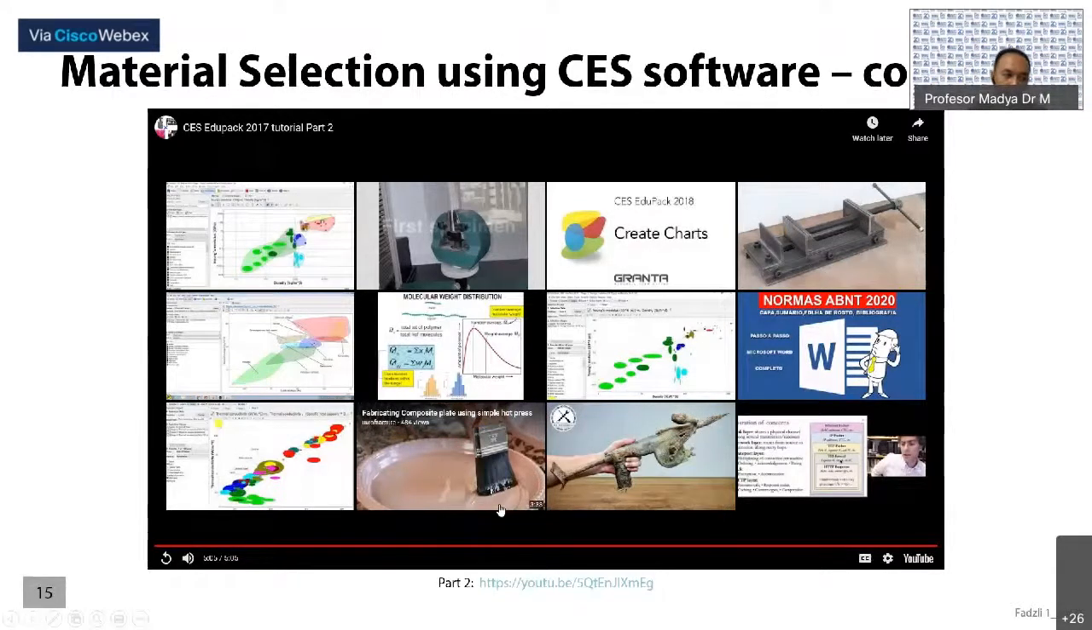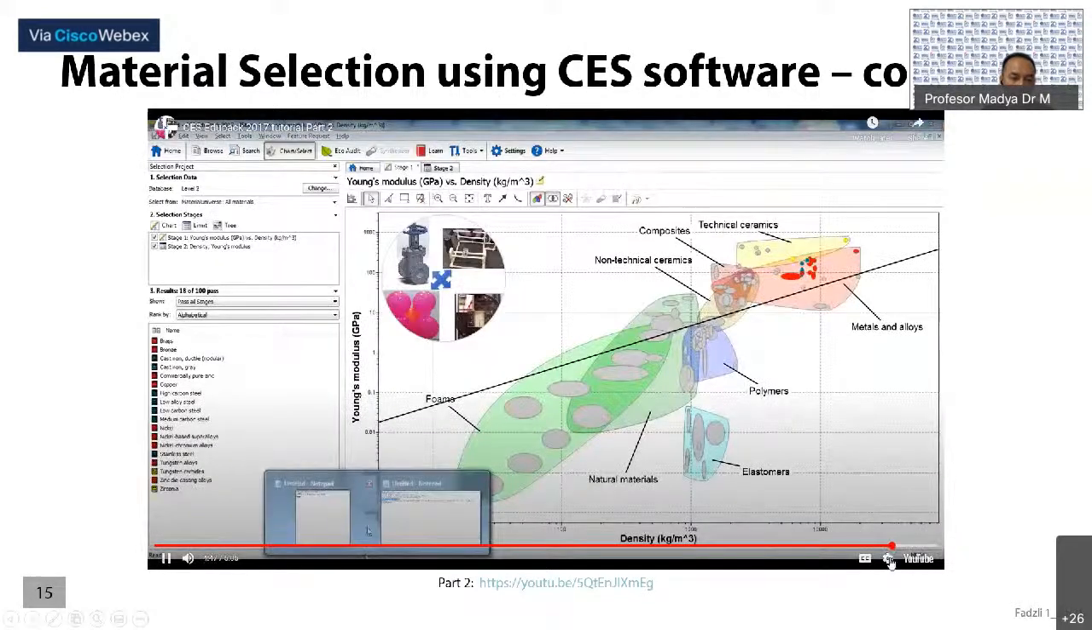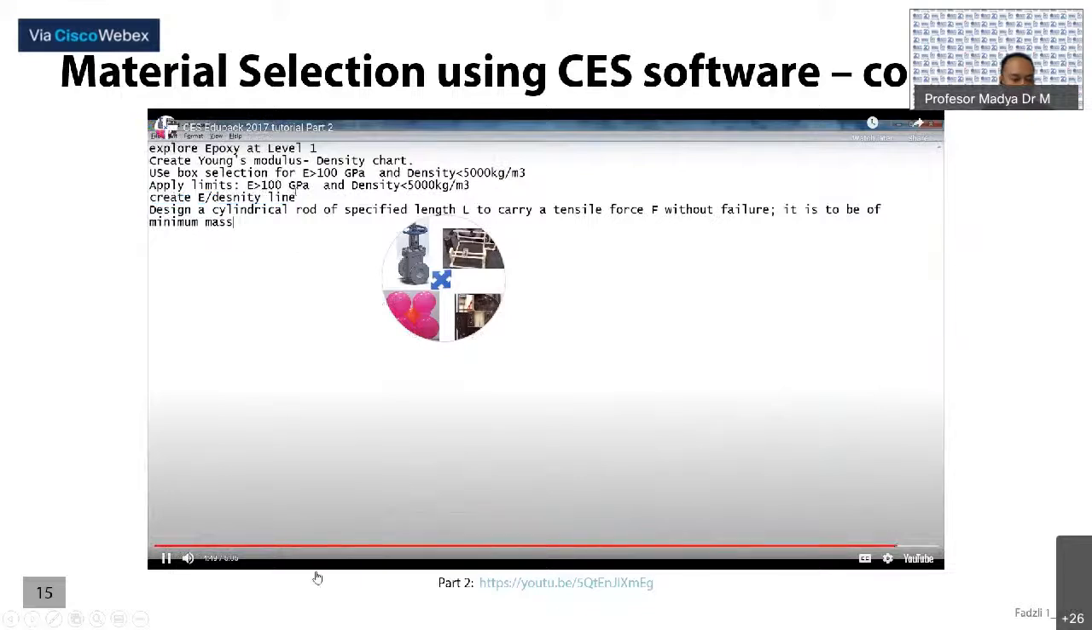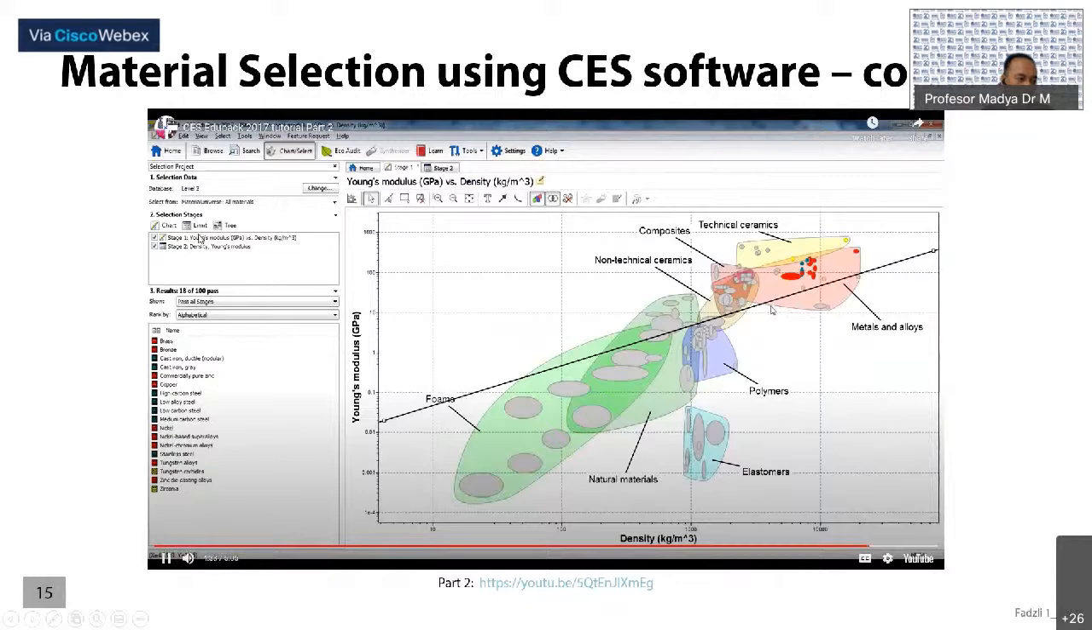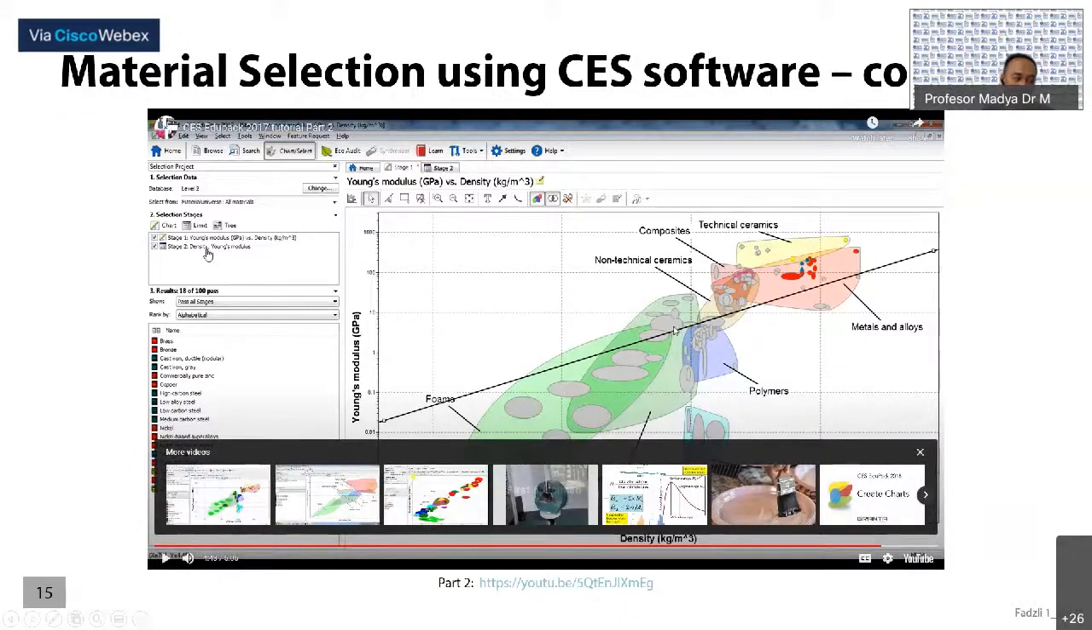Okay, so tadi dia tunjukkan menggunakan CES, sebenarnya you boleh tengok dalam YouTube banyak tutorial untuk CES. So this is just a short tutorial. Dalam CES dia tak semestinya ada 2 stage saja, dia tak semestinya ada 3 stage, dia boleh ada banyak stage. Maksudnya mungkin stage pertama ni modulus versus density, lepas tu stage kedua you nak elasticity versus density. And then you select, ikut aturan dia. Daripada stage pertama tu, you dah select.